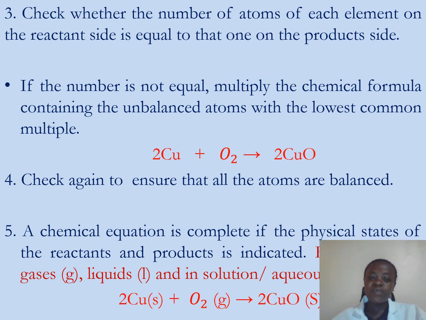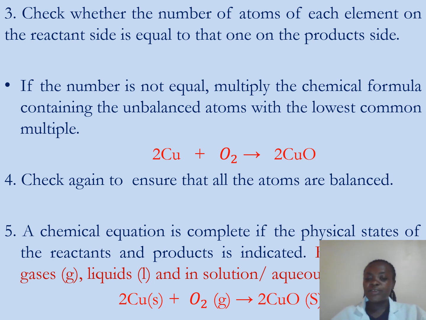If the number is not equal, then we multiply the chemical formulae containing the unbalanced atoms with the lowest multiple. So we use the smallest number. We start by multiplying by the smallest number. So the smallest number that can balance this oxygen here is 2. So on the product side, we multiply by 2 to make the number of oxygen atoms 2. So now we shall have 2 atoms of oxygen on the reactant side and 2 on the product side.